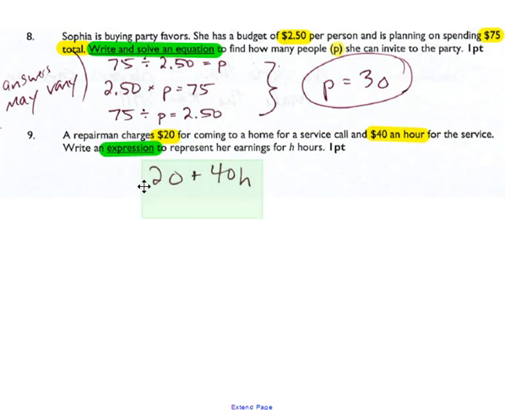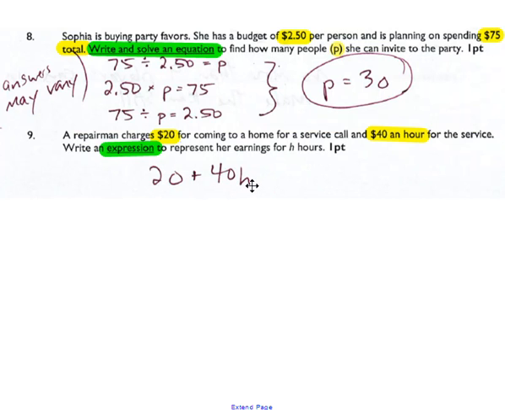We know we got to pay $20 just because they came to our house. Welcome to the real world. And we know we also got to pay them $40 an hour. But Mr. Herndon, we don't know how many hours. You're right. So we show that by just using the variable. 40 times the number of hours. Okay, this is how we would figure out how much we pay them.